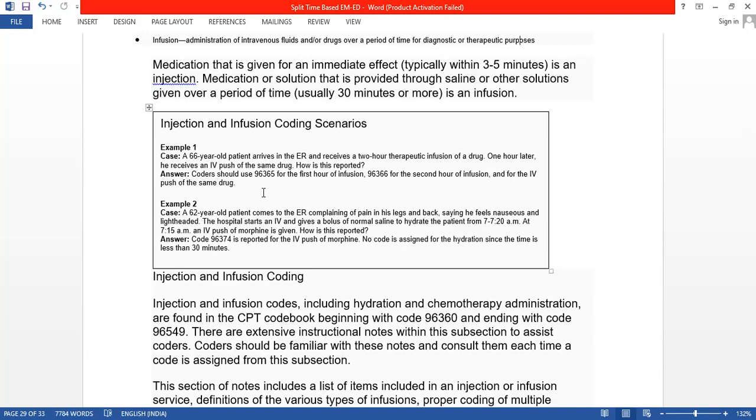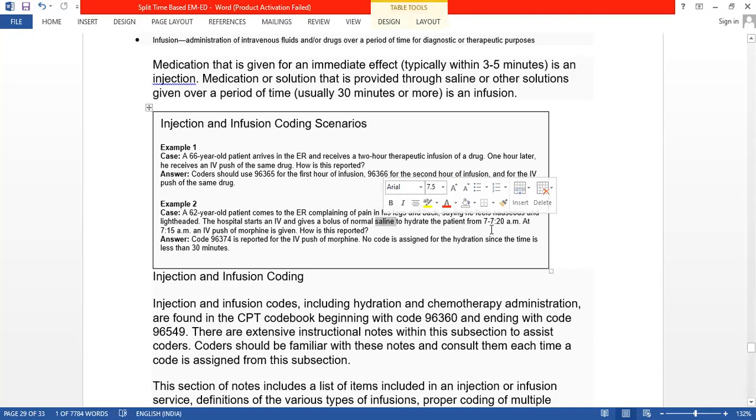Here, the main thing we need to note is whether an infusion is given, hydration is given, or an IV push is given. So what we have to first identify from the report: the hospital starts an IV and gives a bolus of normal saline. Normal saline means what? Hydration. To hydrate the patient from 7 to 7:20. So what is the difference? A 20-minute difference. Can we code 20 minutes of hydration? At least 31 minutes must be there. So here it is 20 minutes, so we cannot code any hydration, so no CPT for that.